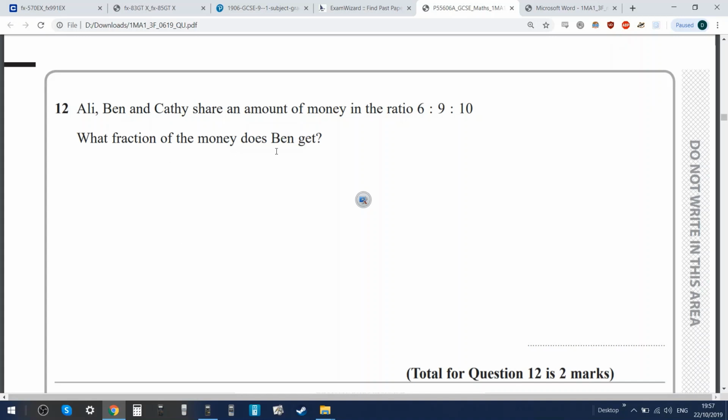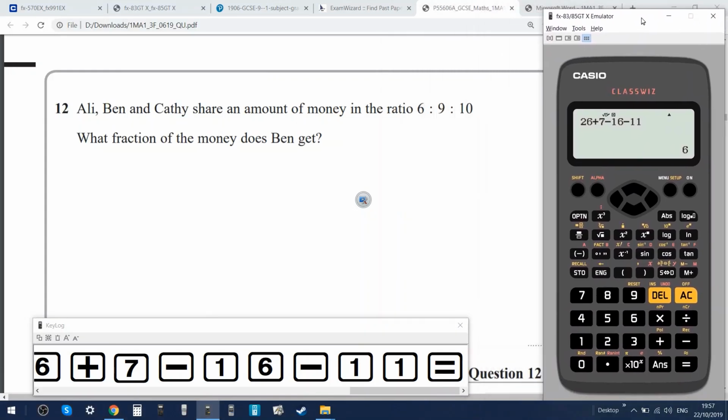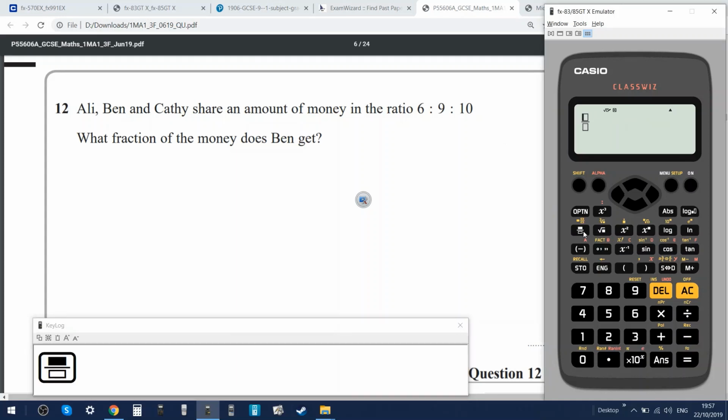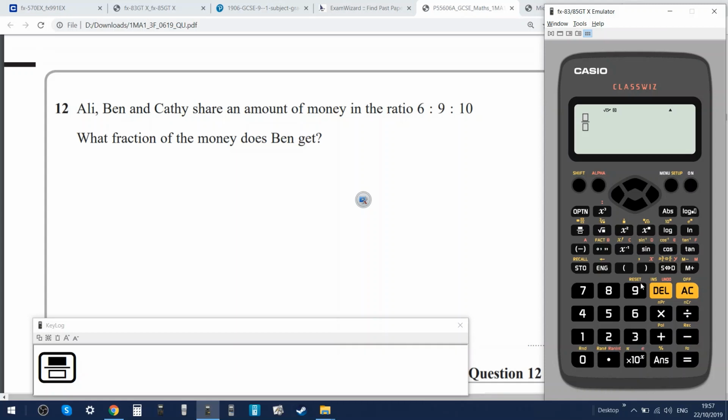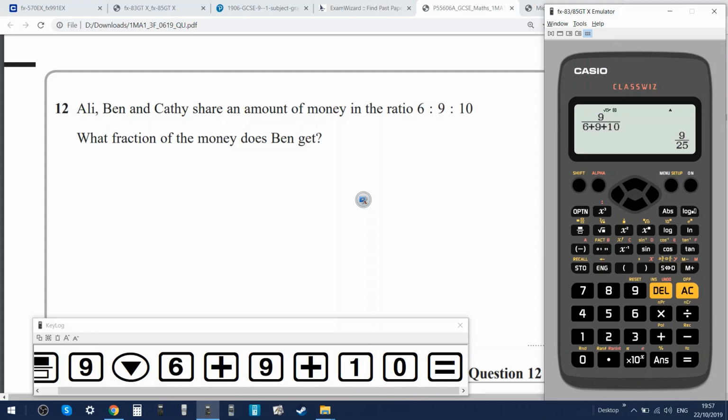What fraction of the money does Ben get? I bet he gets nothing. I would give Ben nothing but a beat in the feet. Ali, Ben and Cathy. So Ben is the middle boy. 6, 9 and 10. So what fraction? Press fraction. Ben is 9 out of the total. And the total is 6 plus 9 plus 10 equals. Is it 9 out of 25?